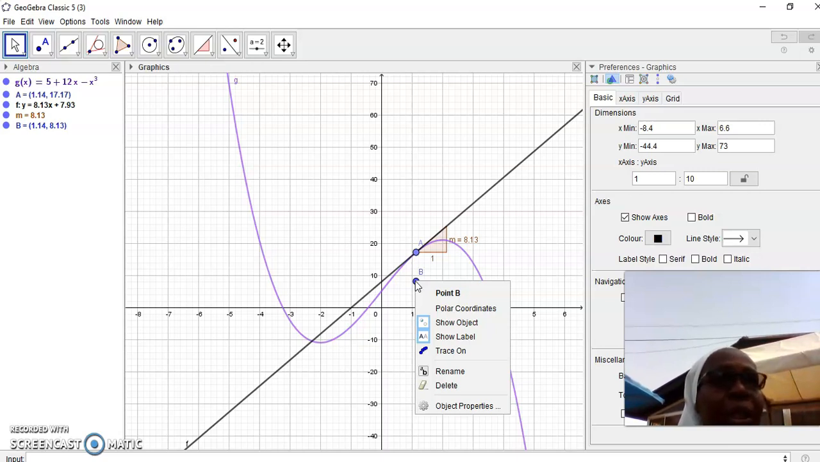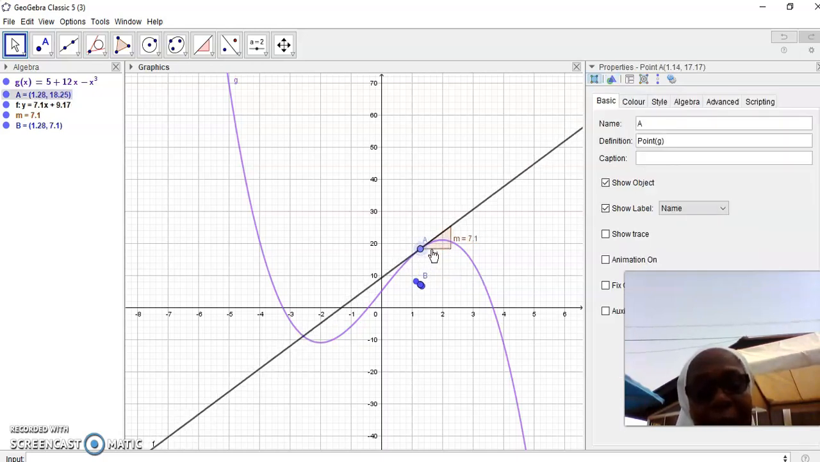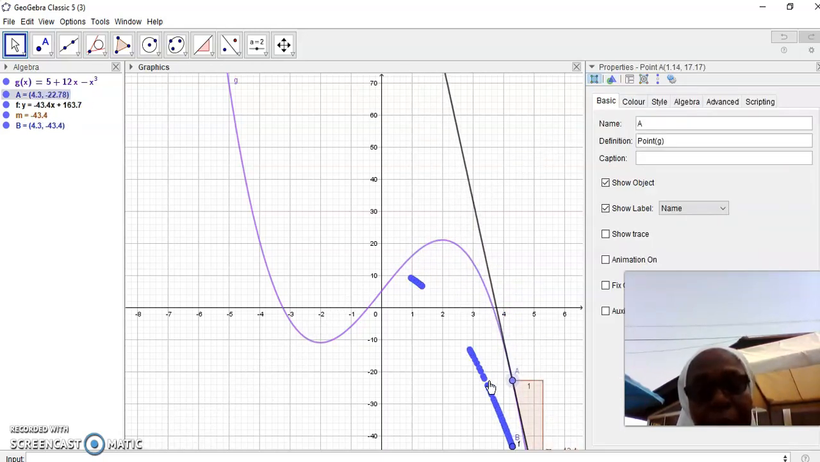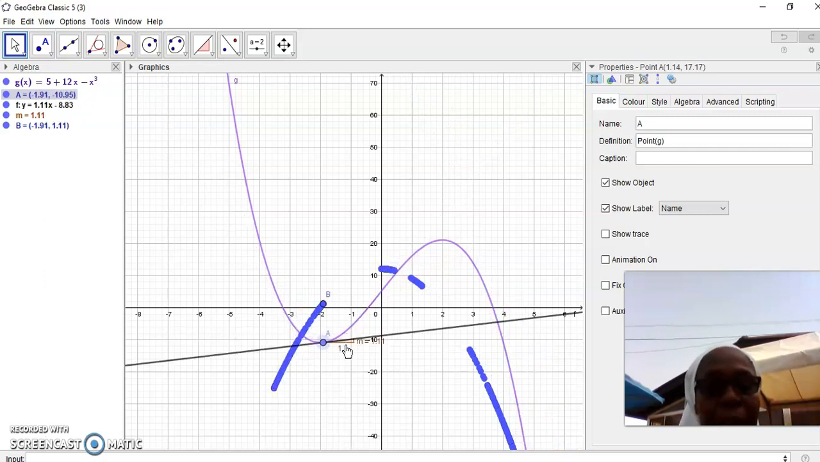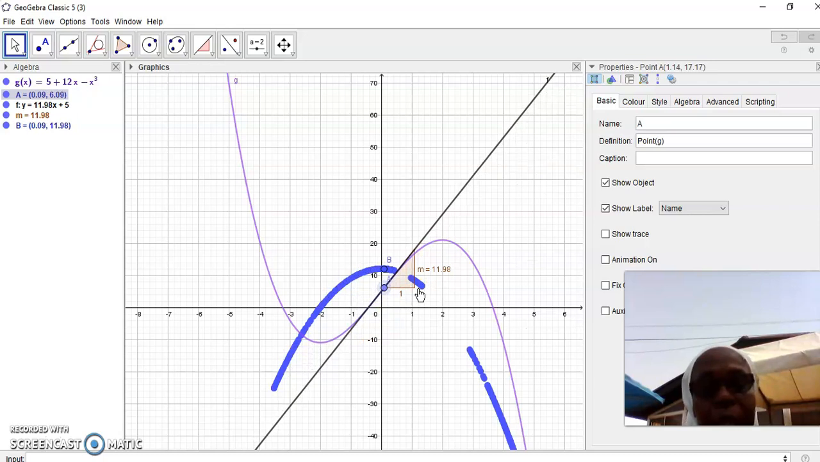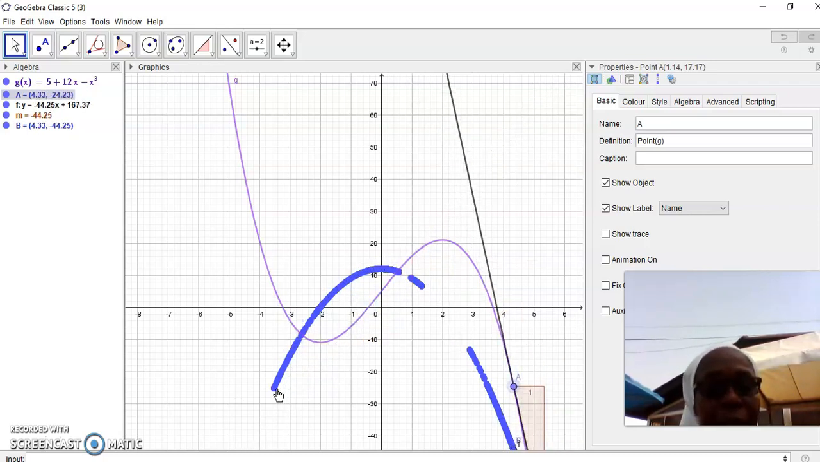I want B to trace A. I will choose trace on. Then I move my point wherever I like. And as I'm moving the point A, B is traced along that. Move anywhere, you will have the trace of B on A.